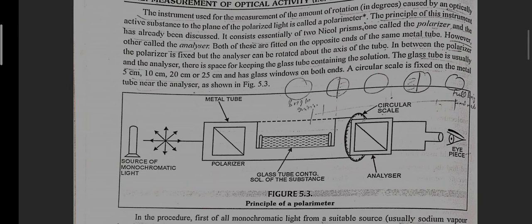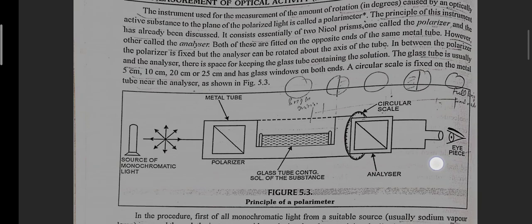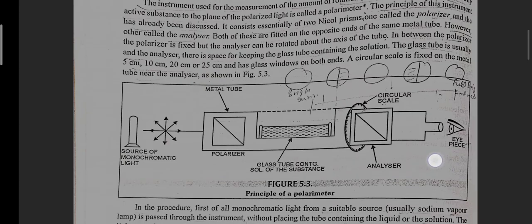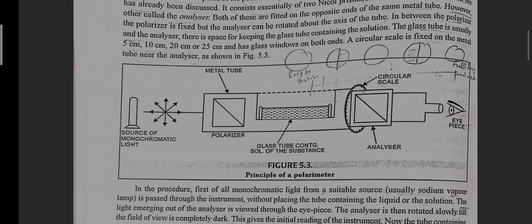In between the polarizer and the analyzer, there is a space for keeping the glass tube containing the solution. The glass tube is usually 5 cm, 10 cm, 20 cm or 25 cm and has glass windows on both ends. A circular scale is fixed on the metal tube near the analyzer as shown in the diagram.